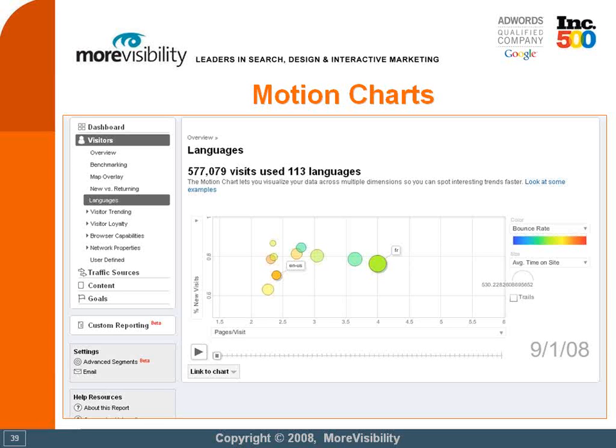I feel that's a pretty good metric to get things started. Same thing with percent new visitors going up and down on the y-axis. I want to get a feel for the new versus returning visitors. What I've done for the color, I've used the bounce rate metric to define what color it is.